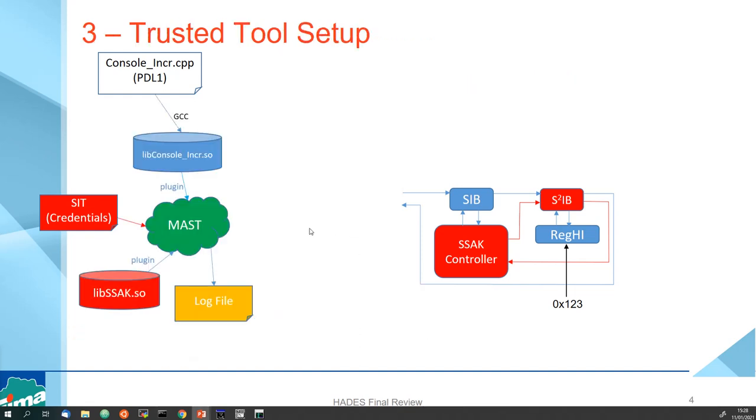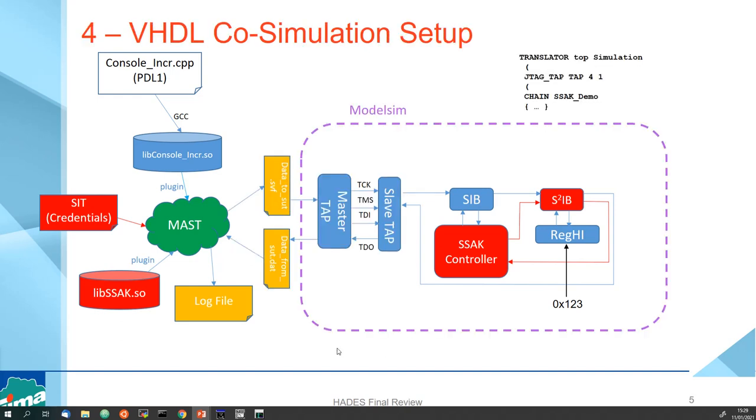To make the execution, we use our MAST tool in a trusted tool setup, where we give it this SIT with the credentials, which will be used by MAST to call up the implementation of the SSH protocol. Similarly, our PDL1 code has been compiled to obtain a dynamic library. The execution will also generate a log file that can be used to monitor the execution. To obtain a co-simulation setup, we instantiate before our system a slave tap that is able to communicate outside of ModelSim thanks to some exchange files together with MAST.